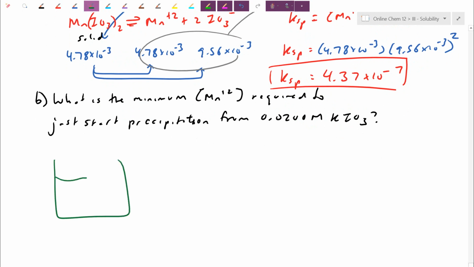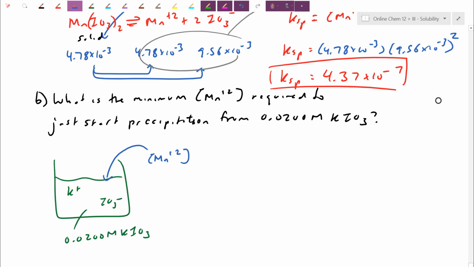Sitting in front of you is some unknown volume, but I do know the concentration is 0.0200 molar KIO3. K is an alkali salt, so therefore I know the K plus and the iodate are just swimming around. The question here is, what is the minimum amount of manganese I can toss in, when I multiply them, before I hit this limit, before the MnIO3 starts crystallizing and solidifying out again?